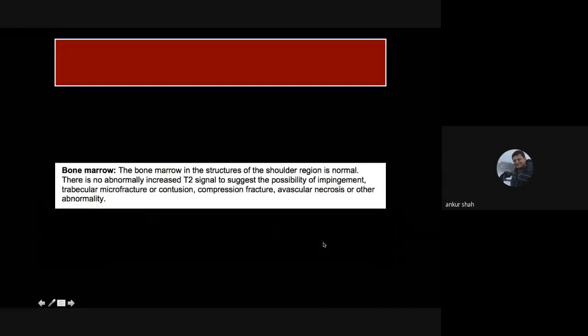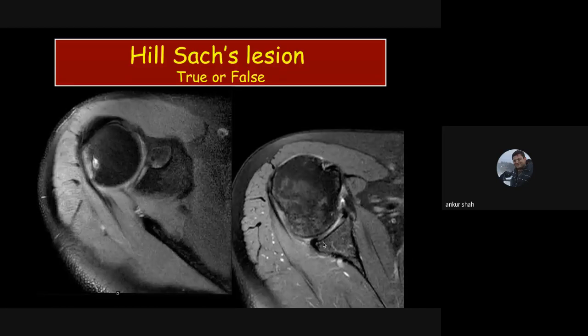Bone marrow always tells about any abnormal marrow abnormality like avascular necrosis, or more importantly for the shoulder, we have to look for a fracture. That is the fracture in patients who have recurrent anterior dislocation. They can have such a Hill-Sachs fracture. That is a defect at the posterior-superior aspect of the head of humerus, which is at the lateral aspect.